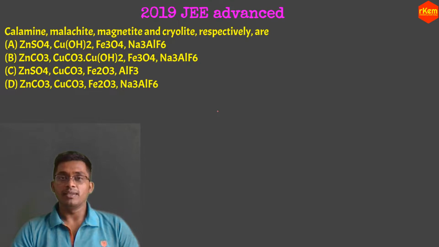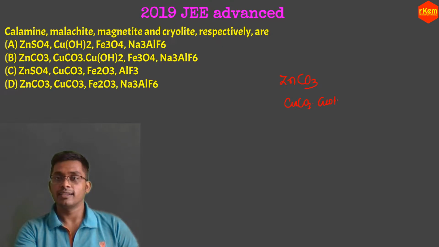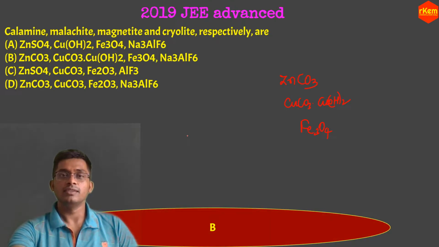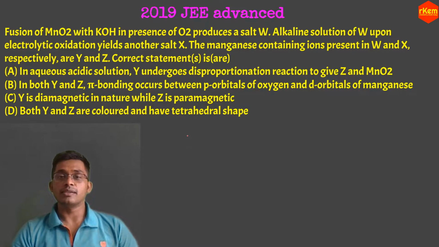Okay, right. Next, ore names. Very simple. What are the ore names? Calamine. What is calamine? Carbonate ore, ZnCO3. Malachite is copper carbonate, copper hydroxide. Magnetite is Fe3O4. Cryolite. Just identify these names. It's a very simple question. Option B is matching, right? Next, this question is also directly from NCERT.